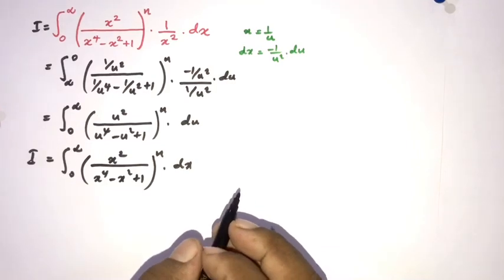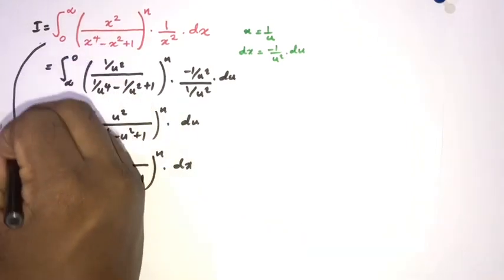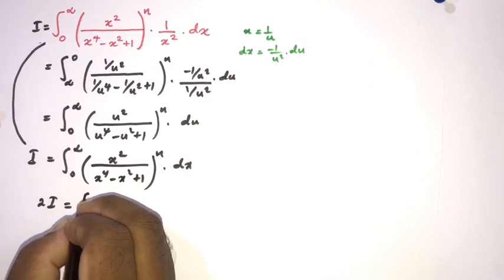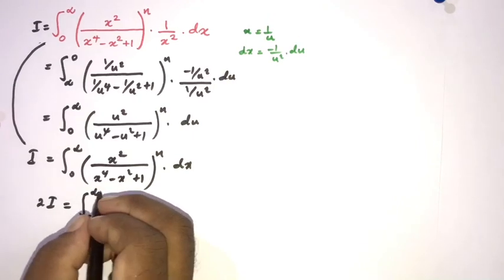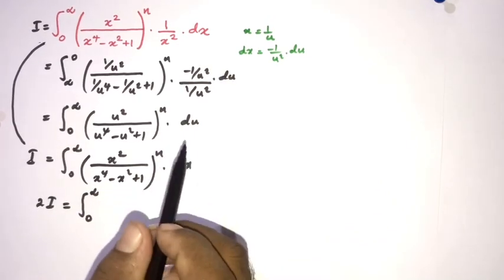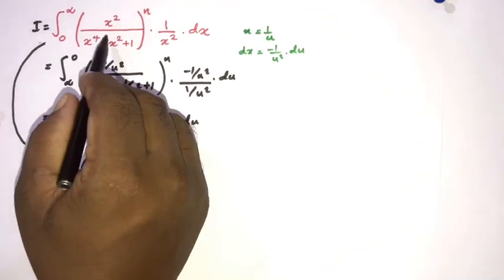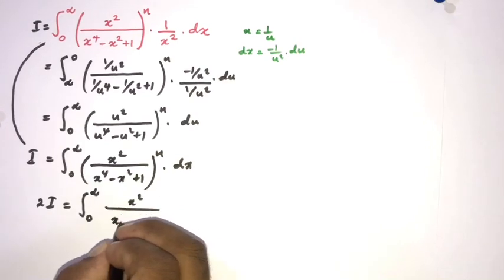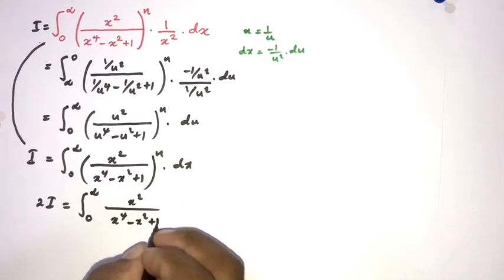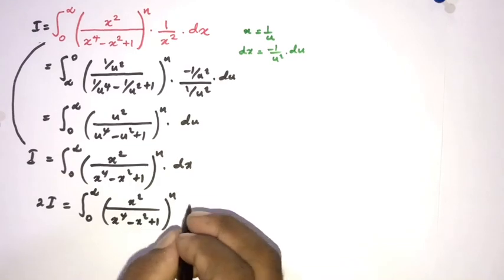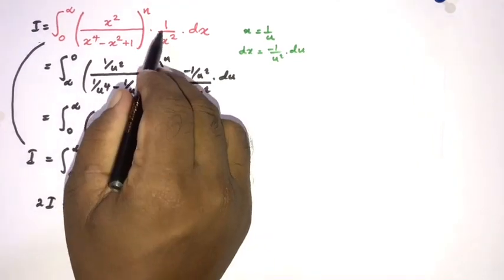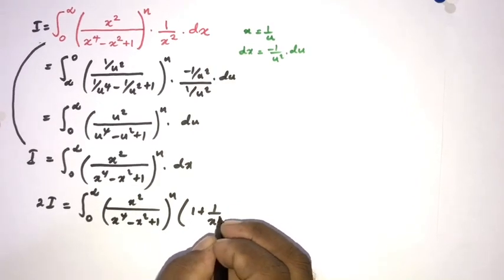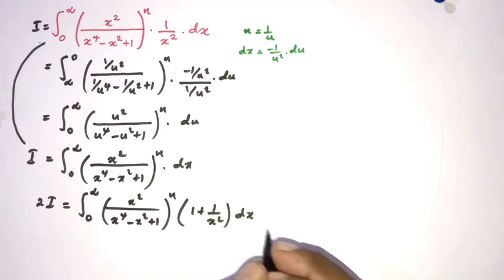Then I am going to take the sum of these integrals. So 2 times I is equal to the integral from 0 to infinity, same boundary, and we know this part is a common factor, so we can write x squared over (x to the fourth power minus x squared plus 1) raised to the n power, times 1 plus 1 over x squared, dx.